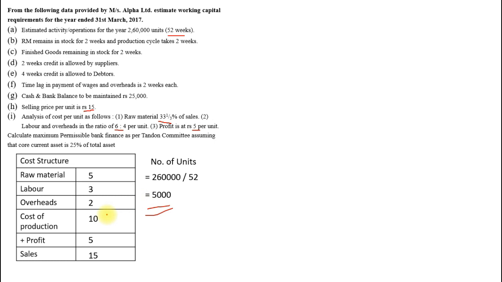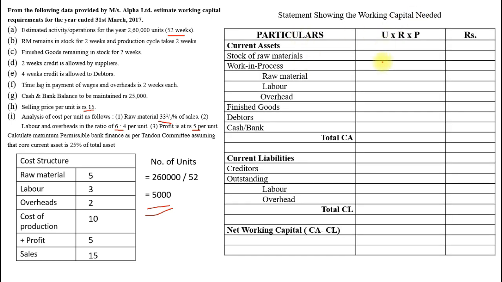After that, we come directly to the format. So, statement showing working capital needed. Particulars, we have working, that is unit into rate into period, and amount. Under particulars, we have current assets and current liabilities. So let us start one by one.